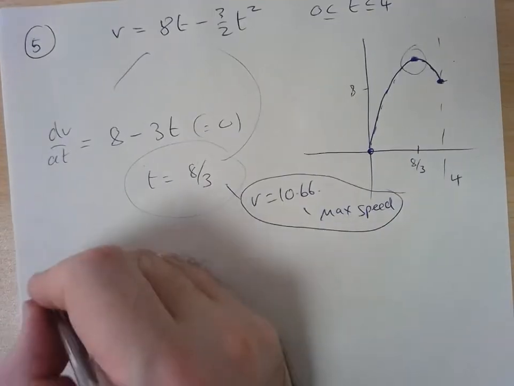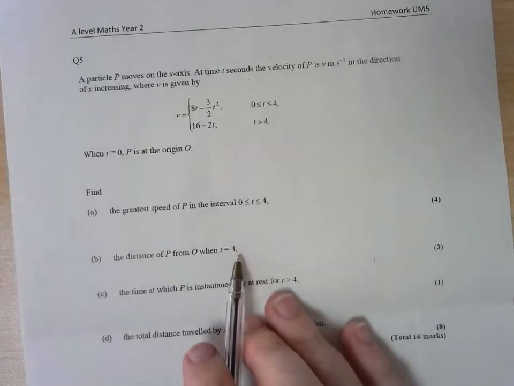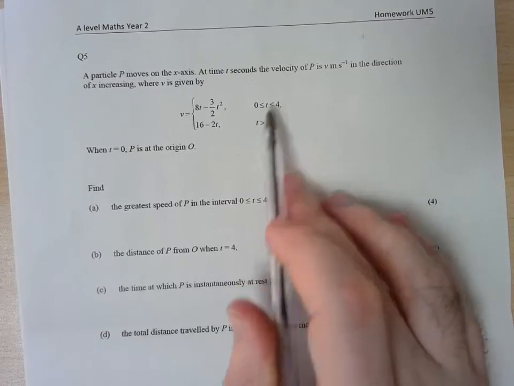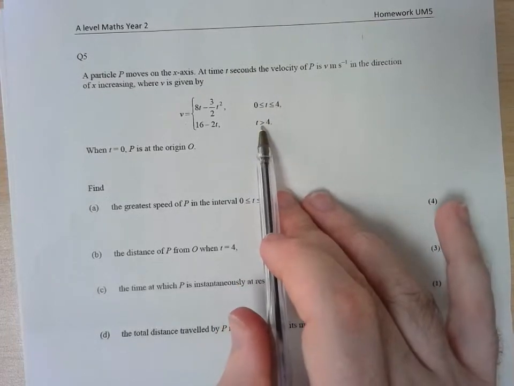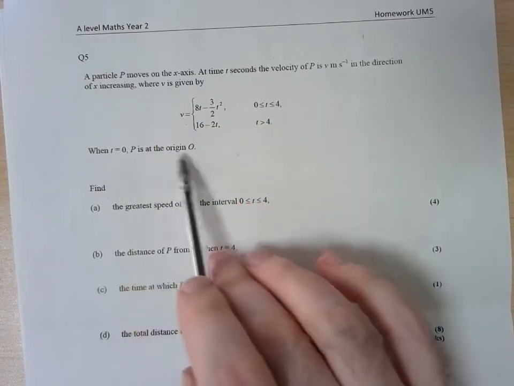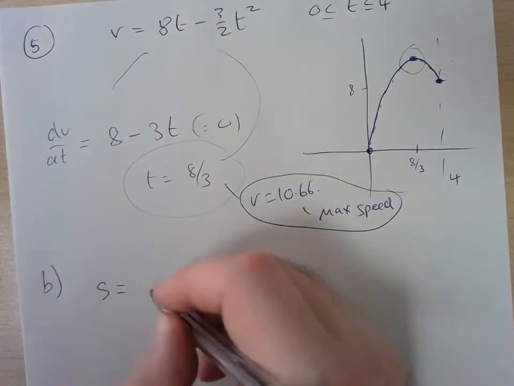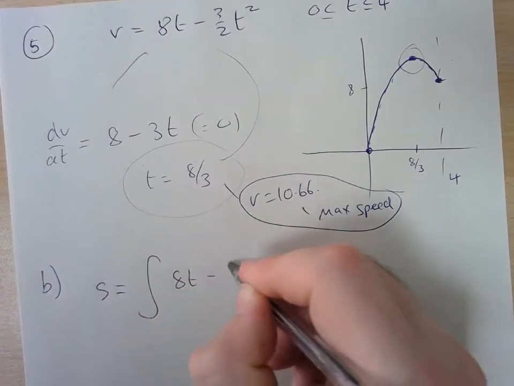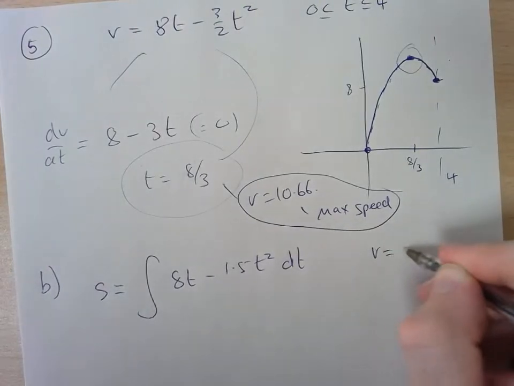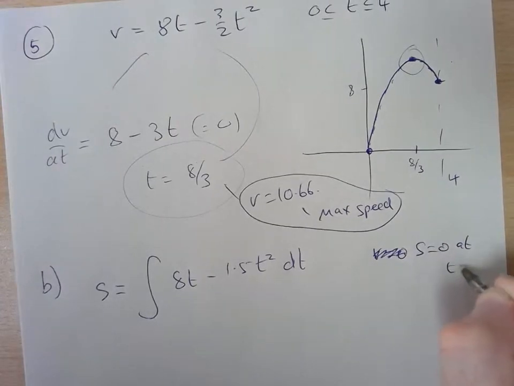For part B, we're asked to find the distance from the origin when t equals 4. So you'll notice this one ends at t equals 4. This is where the t equals 4 is kept. We're not allowed t equals 4 in here. This is strictly greater than 4. So we're going to have to integrate this using our initial information that at t equals 0, it's at the origin. So we've got s equals the integral of 8t minus 1.5 t squared dt, and we know that s equals 0 at t equals 0.